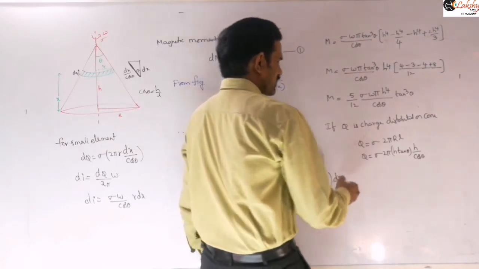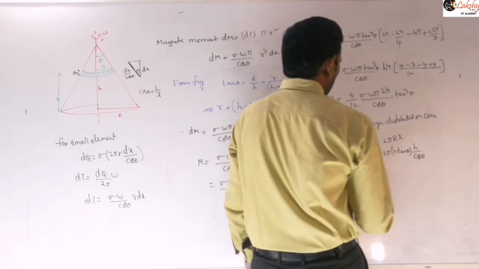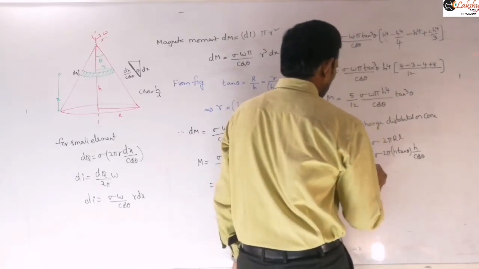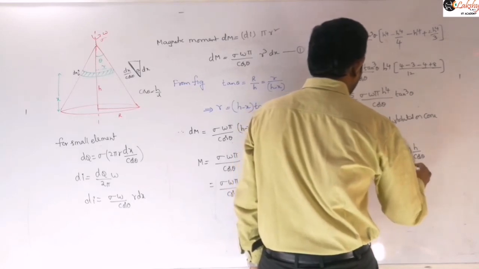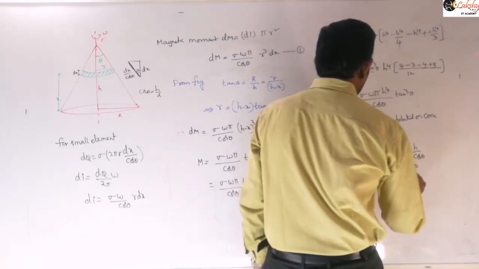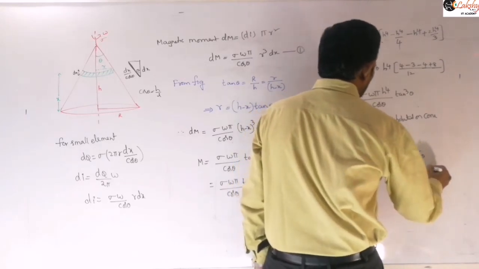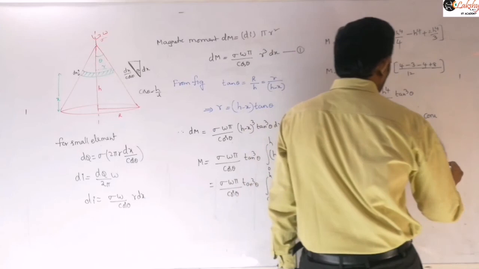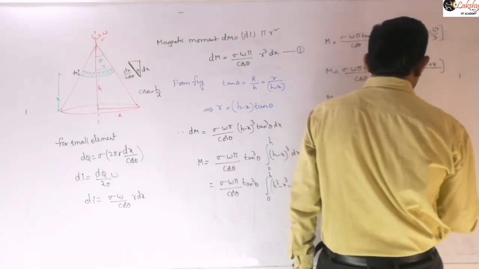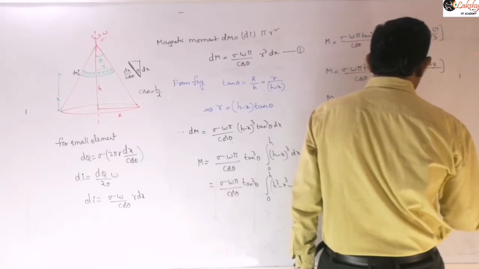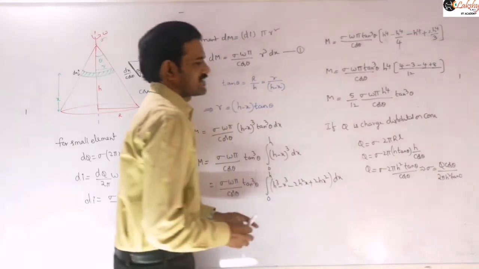Now from this we need to write our sigma value here. Let us simplify this first. So sigma into 2 pi h square tan theta by cos theta. And from this you can find this sigma value as q into cos theta by 2 pi h square tan theta. And so that is our sigma value here.